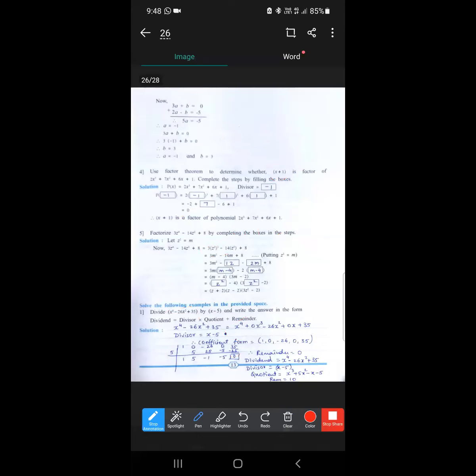Okay, so p of x is equal to 2x cube plus 7x square plus 6x plus 1. This is the polynomial given to you, that is the dividend. Divisor is what? Divisor equals minus 1.